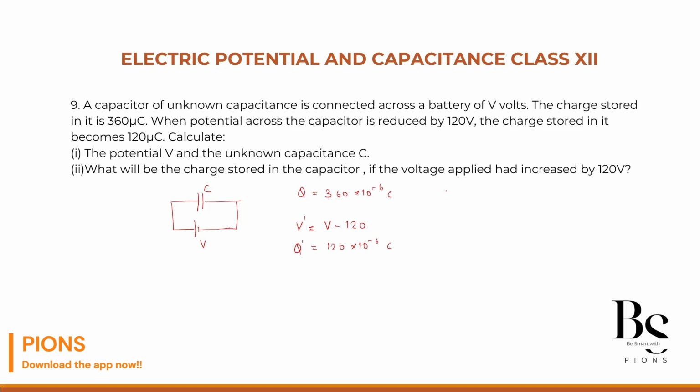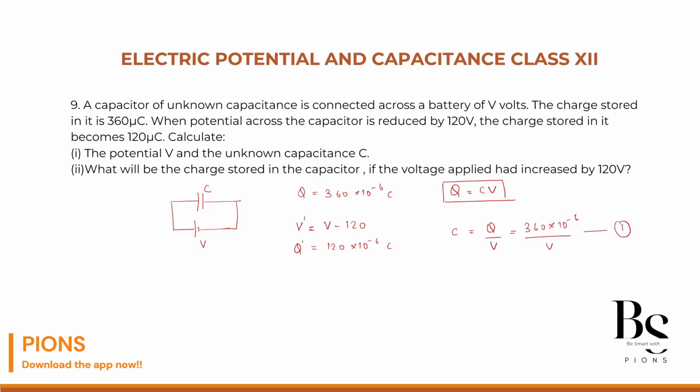So first, what is our C value from the first case? Let me remind you the formula: Q equal to CV. This is our relation for a capacitor. So what is our capacitance in the first case? It will be C equal to Q by V. Let's substitute the value here: 360 into 10 to the power minus 6, whole divided by voltage V. This is our equation 1.